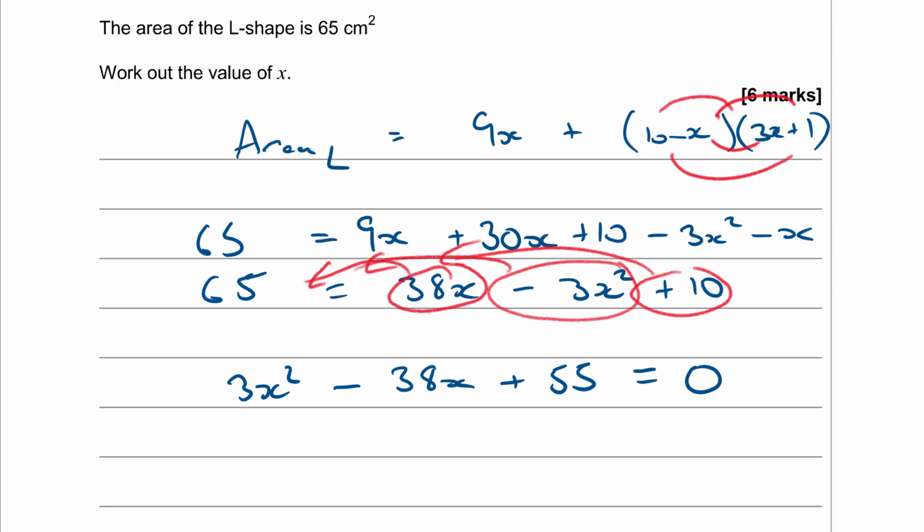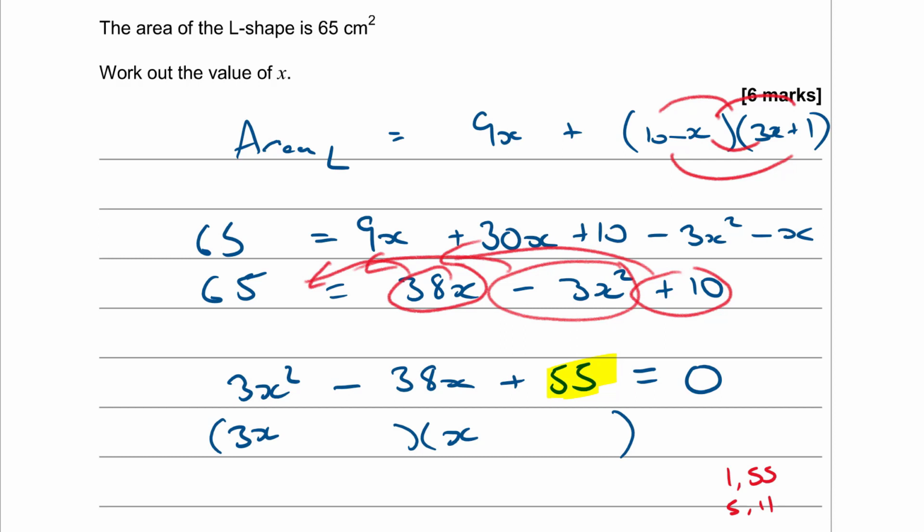Now it'd be lovely if this factorized, and it's always worth giving it a decent go before you give up and go for the formula approach. If it did factorize, we would have 3x here and x here. What are the factors of 55? Not that many. There's 1 and 55, and there is 5 and 11, and I think that is probably about it. So can I make 38 by popping those numbers in somehow?